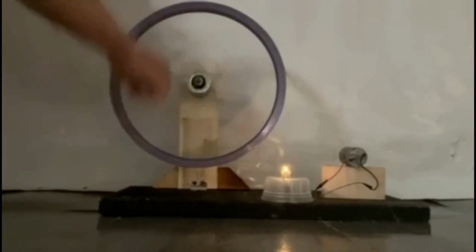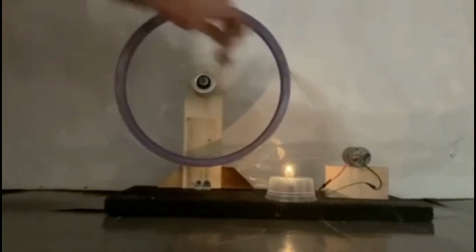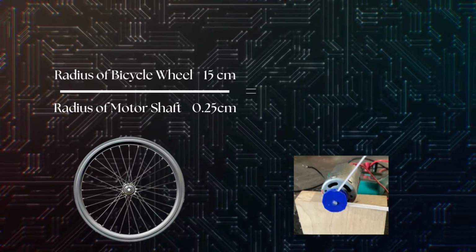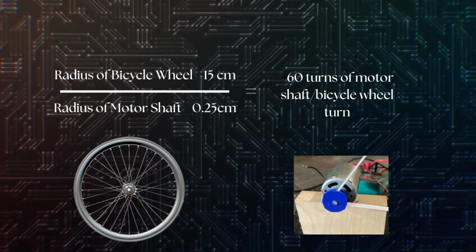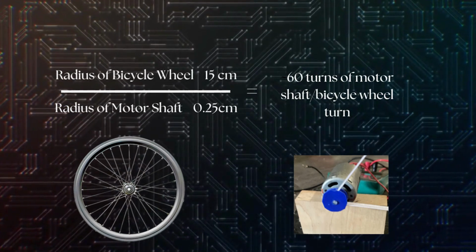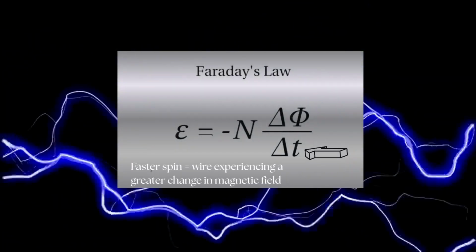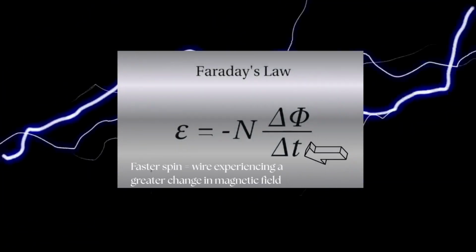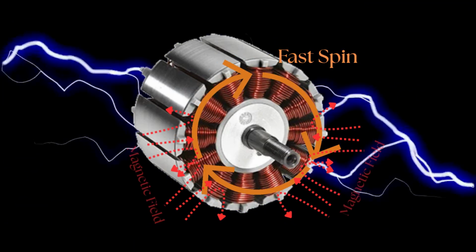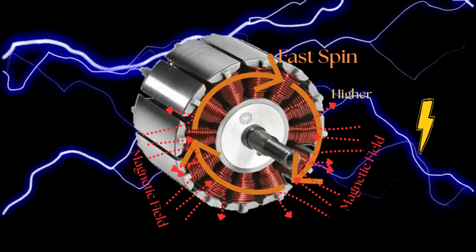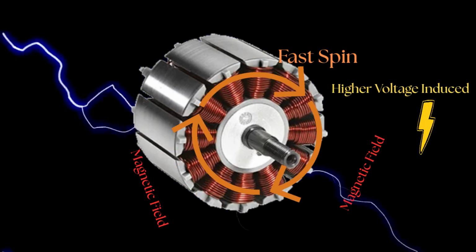When I spin the large bicycle wheel, the motor shaft can turn many times, creating a high voltage. I can calculate that approximately 60 turns of the motor shaft result from one turn of the bicycle wheel, using the radius of both. Since the equation for Faraday's law is divided by the change in time, a faster spinning shaft moves the copper wire across the magnetic field faster, therefore higher voltage is created.